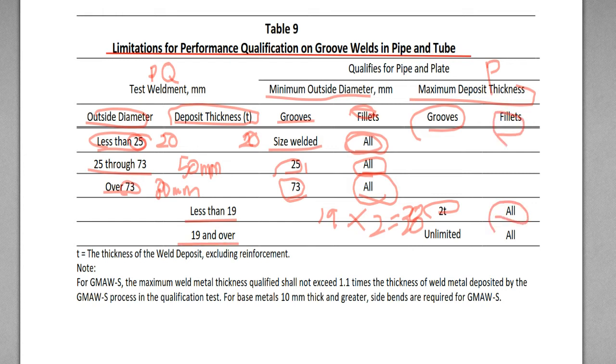19 and over. So for example, if you used 40 millimeters of thickness in the qualification test, then the maximum deposit thickness in the production welding is unlimited.